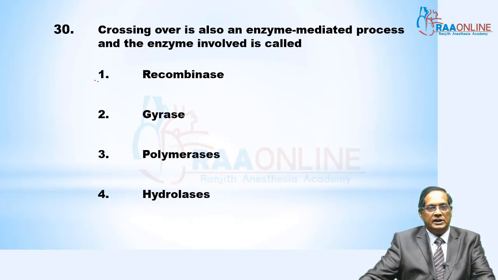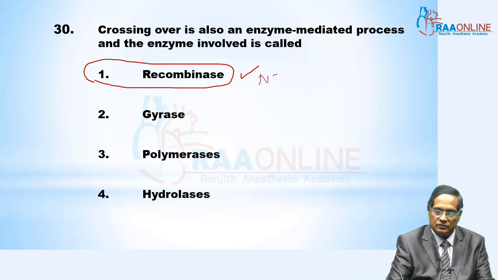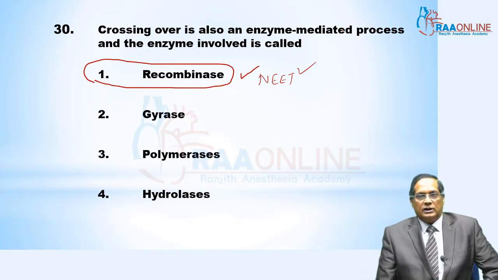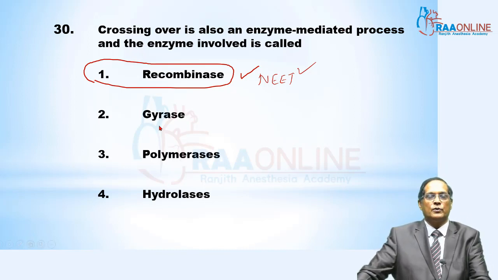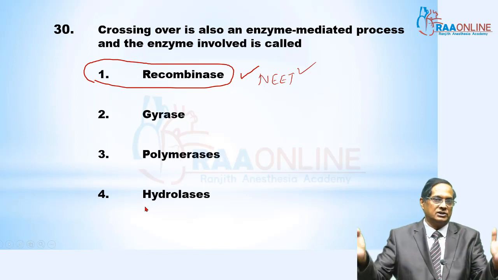Crossing over is an enzyme mediated process. The group of enzymes required for crossing over is termed recombinase. This was already asked as a question in the NEET examination. Gyrase is required by the prokaryotic cell at the time of replication of DNA. Polymerases are also involved in the replication of DNA as well as RNA. Hydrolases are enzymes contained in the lysosome, responsible for digestion only.